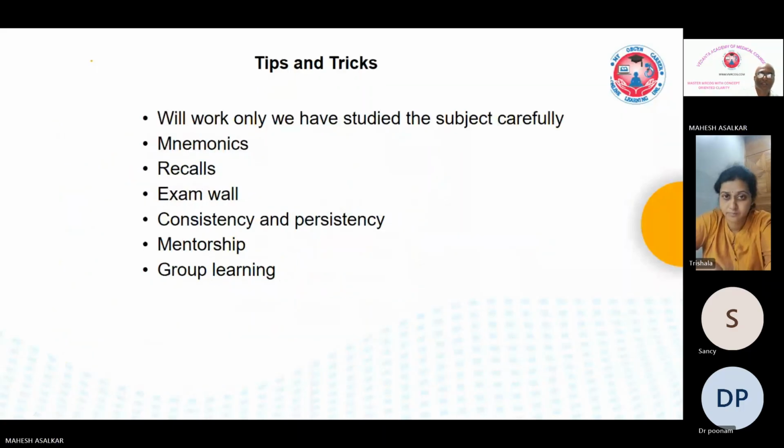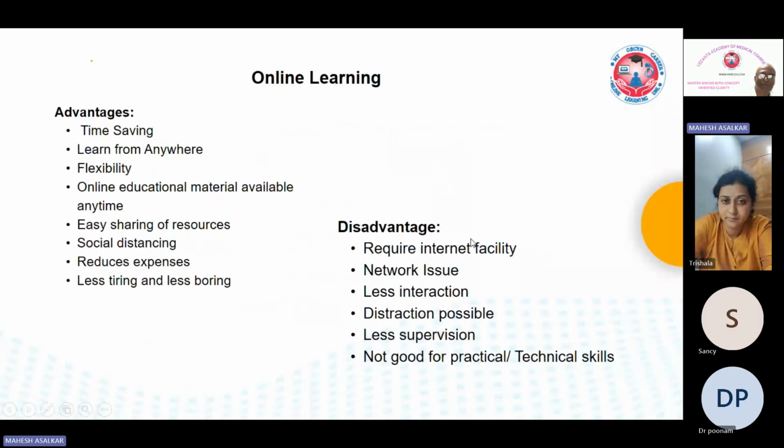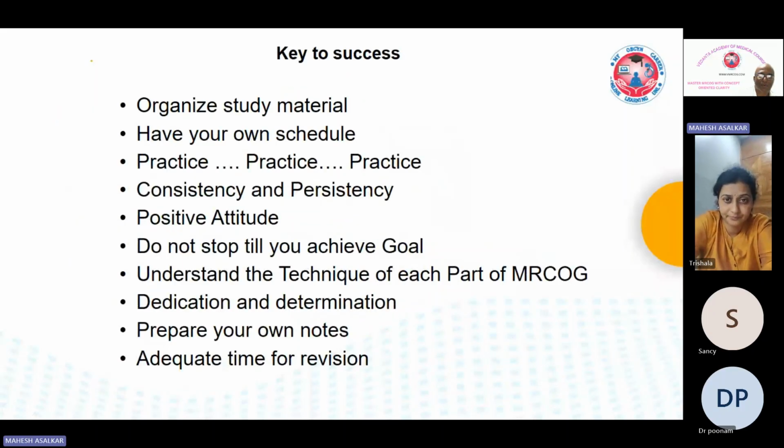Okay, tips and tricks. Study is the most important thing. You can use the mnemonics, recalls, exam wall. Consistency and persistence is required. These are certain advantages and disadvantages. The key to success is organize your study material, have your own schedule. You need to practice SBAs. Consistency and persistence is required. Most important is your positive attitude will lead to the success. Do not stop till you achieve your goal.